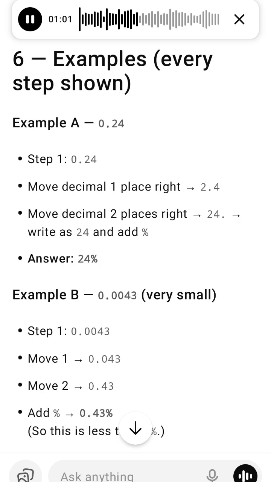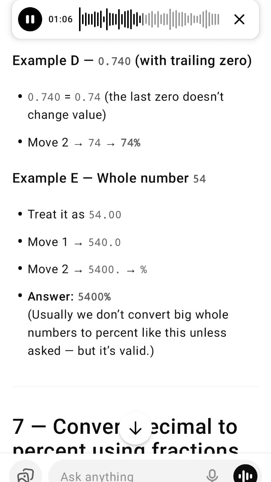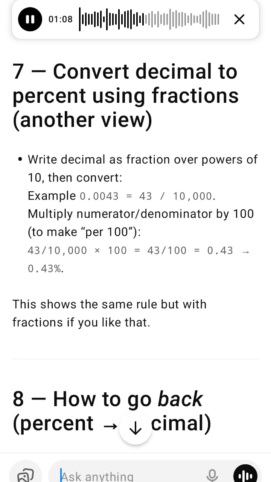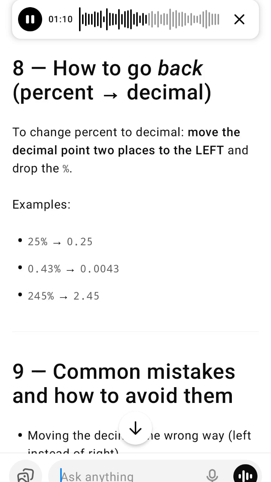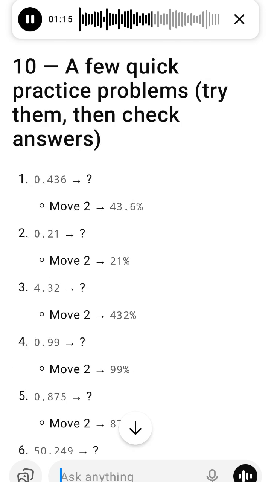Steps, decimal to percent. 1. Find the decimal point. 2. Move it 2 places to the right. 3. Add the percent sign. If there are not enough digits, add zeros. If the decimal is 1, it is 100%. If the decimal is very small, 0.01 is 1%. Examples: 0.24 is 24%. 0.0043 is 0.43%, a tiny percent. 2.45 is 245%, more than 100%. 0.740 is 74%. A whole number like 54 is 5400%, a very large percent.